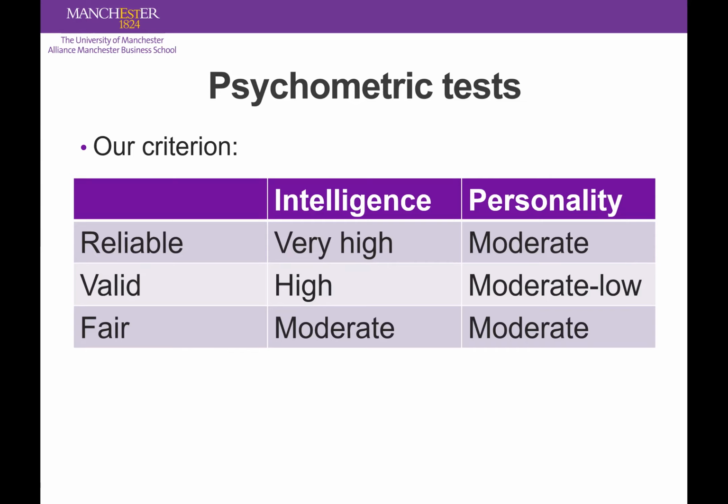Fairness, for both the intelligence as well as the personality test, is at a moderate level. We can say it's moderately high because this is quite a standardized test. Anyway, we could consider that this is also one of the methods that we can consider if we are choosing a more scientific method for the selection.